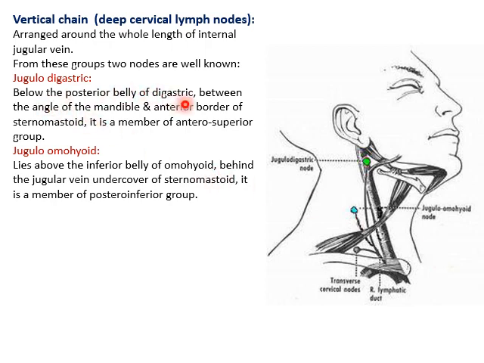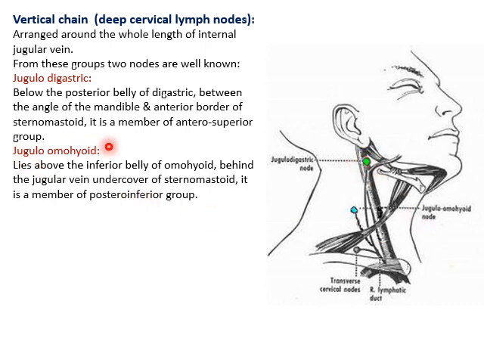So below the posterior belly of the digastric, between the angle of the mandible and the anterior border of the sternomastoid. You palpate in yourself the angle of the mandible and the sternocleidomastoid, and just a little bit below the mastoid process, if you see any group of lymph node in a patient, then it is the jugulodigastric group of lymph node. In you this would not be palpable, but I'm just telling you the location: angle of the mandible and anterior border of the sternocleidomastoid, if you examine a little below, these are the jugulodigastric group of lymph nodes.